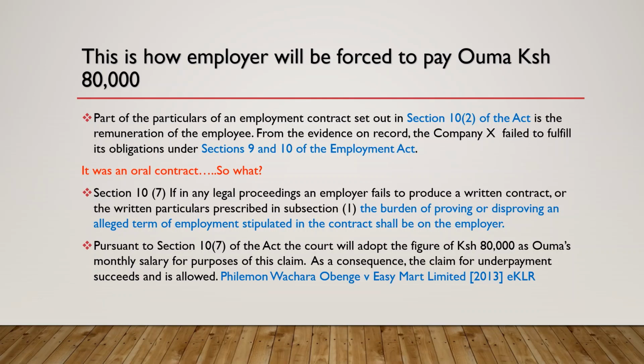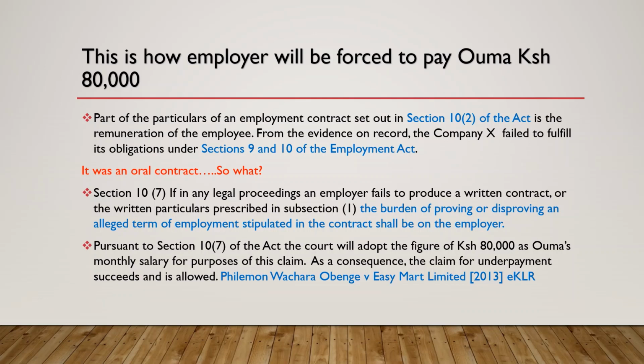And from the evidence on record, as far as Ouma's case is concerned, Company X failed to fulfill this obligation, meaning that the company never actually reduced the oral contract into writing, and the company didn't pay the agreed salary that was supposed to be paid from the beginning.